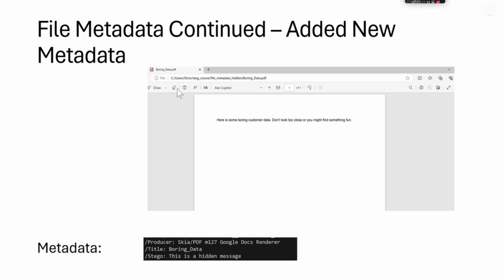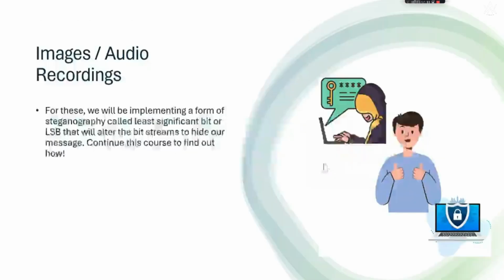So if we look at the metadata now, it's the same file, but I've added in something called Stego. This is the title of the metadata object. So Stego is the title, and then here's a message that says this is a hidden message. And if you were a normal user and you opened up boringdata.pdf again, you would never know that there is some hidden message inside of the file's metadata.